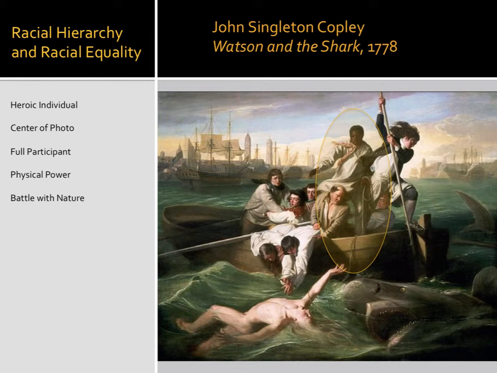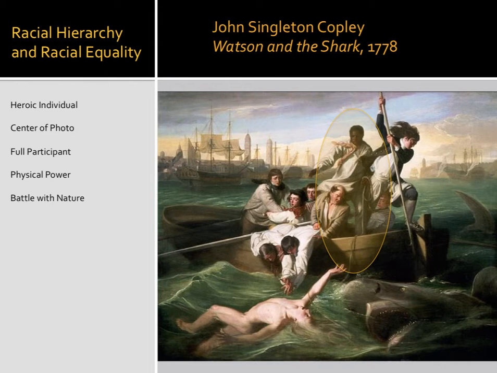This man is near the center of the painting. Your eye is drawn toward him. He's a full participant in the action. He's obviously physically dominating, along with the harpooner spearman next to him. And he's involved in this heroic, epic battle with the forces of nature and a battle to save another human being. So this painting can be seen as a very early move or celebration or argument for an ideal of racial equality or full humanity.